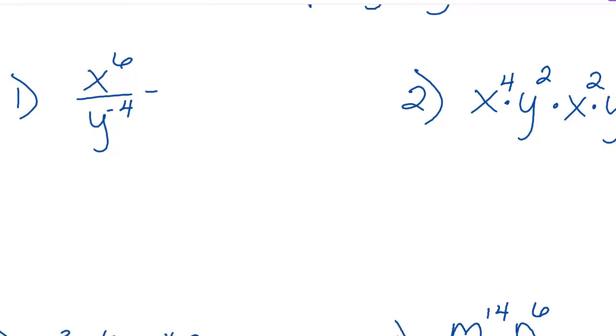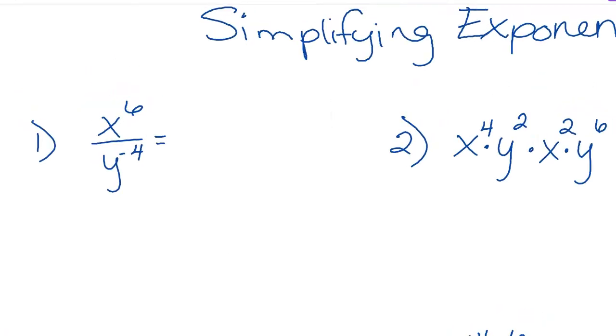All right, so for this first problem, first we're going to see, do we have any like bases? No, we do not. X and Y are not the same, so we do not have like bases. But we do have a negative exponent, so we have to apply that rule. Since y is on the bottom of our fraction, it's going to flip to the top. Now, this x does not have a negative exponent, so it's going to stay on top. So I'm going to have x to the power of 6 and y to the power of 4.